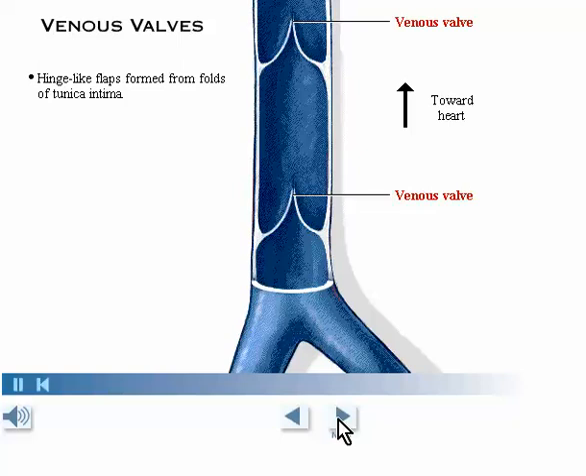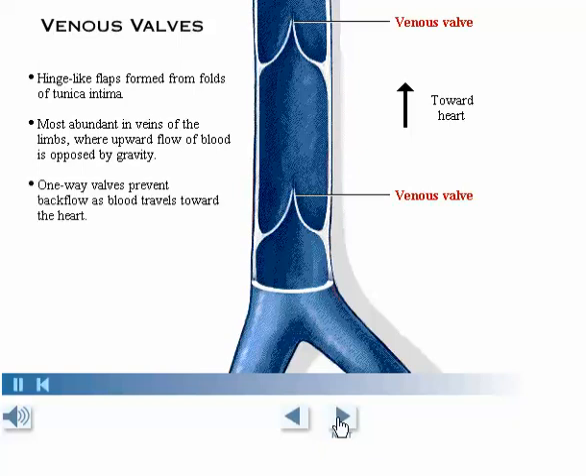Venous valves are hinge-like flaps formed from folds of the tunica intima. Venous valves are most abundant in the veins of the limbs, where the upward flow of blood is opposed by gravity. The one-way venous valves prevent backflow as blood travels toward the heart. Click on a valve to see the direction of blood flow.